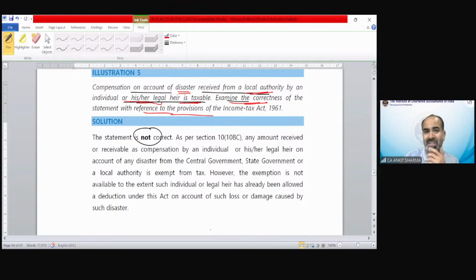So this compensation on account of disaster received from a local authority by an individual or legal heir is taxable. Examine the correctness. So it is not taxable. It is exempted. So the statement is not correct because this compensation should be exempted. Clear?